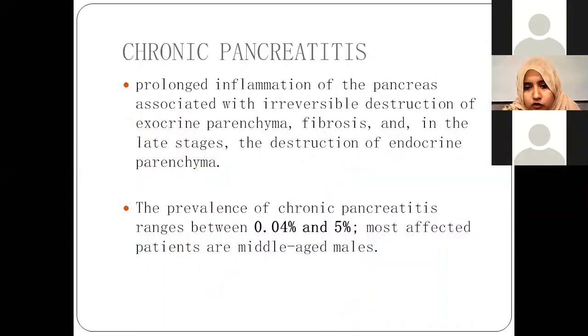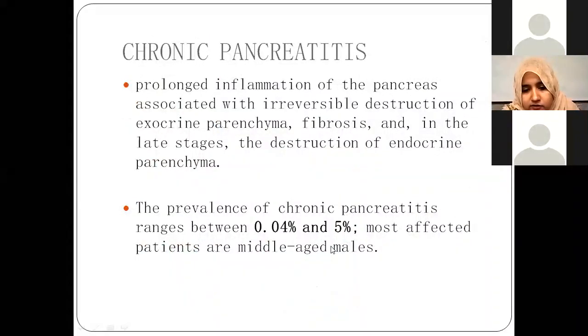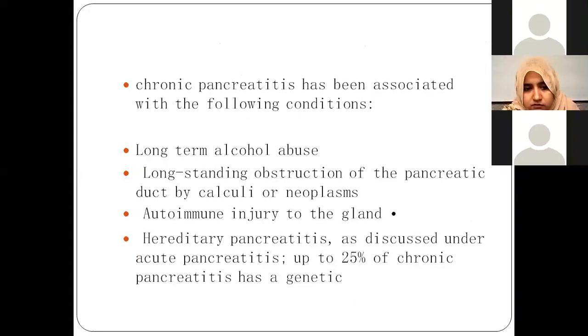Now chronic pancreatitis, it's a prolonged inflammation of pancreas and destruction of the exocrine parenchyma, fibrosis in the late stage in destruction. अच्छा, chronic में exocrine and endocrine दोनों involve हो रहे हैं, और fibrosis मैंने आपको बता दी यहाँ पे क्या हो रहा है, proliferation of stellate cells. Incidence, do remember, it's 0.4% to 5%. And the cause of chronic pancreatitis is long-term alcohol abuse. There is long-standing obstruction of pancreatic duct either by calculi or by any neoplasm. It could be because of autoimmune injury to the gland. It could be because of the hereditary causes of the pancreatitis as well.